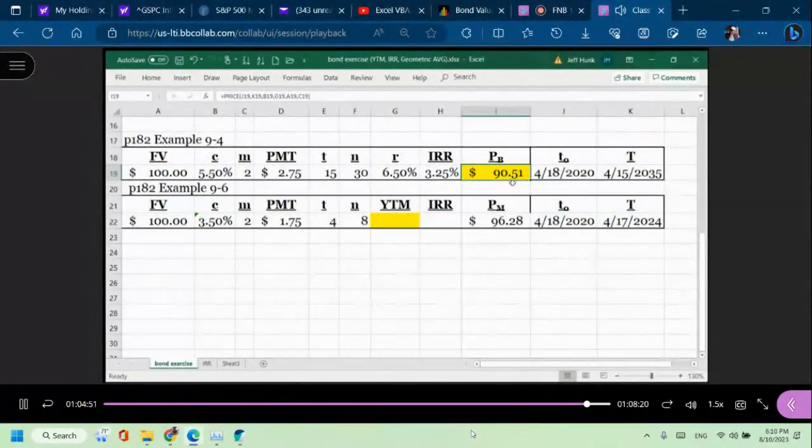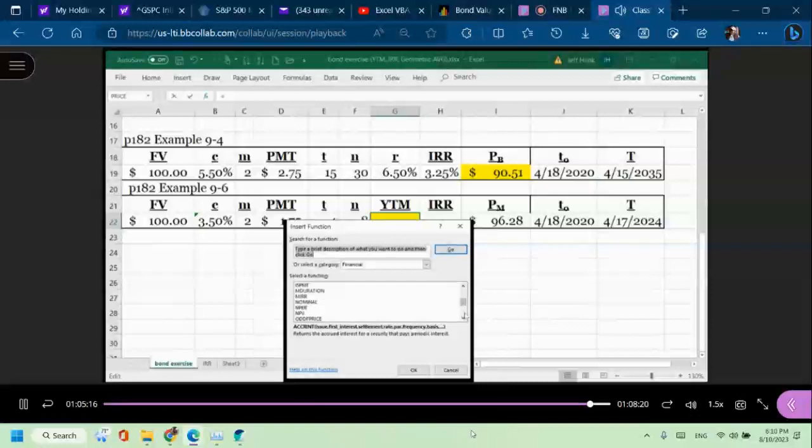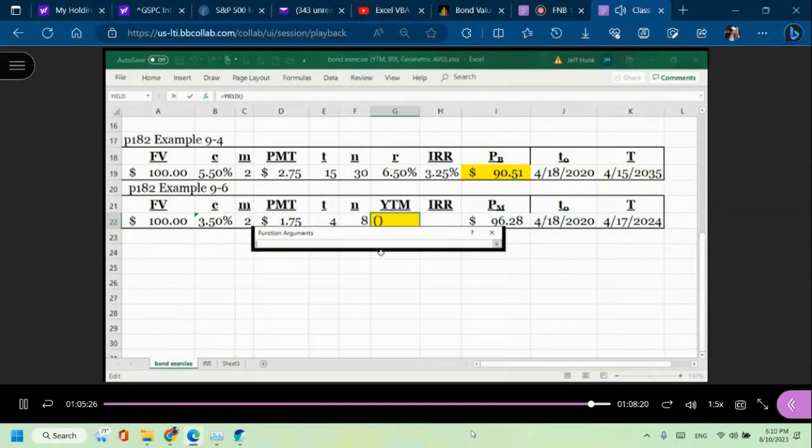So this means 90.51% of $1,000, 90.51%. So in dollars, that's going to be $905.10. Now here, yield, we can find yield when we know the future value and the current market price. So again, we go to Excel's built-in function, scroll down to yield. Yeah, there is yield. Hit OK, and give it what it's asking for.